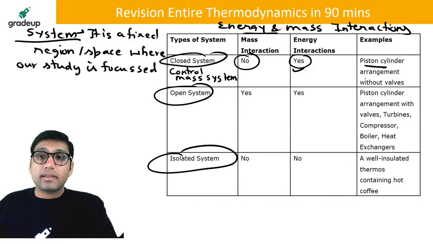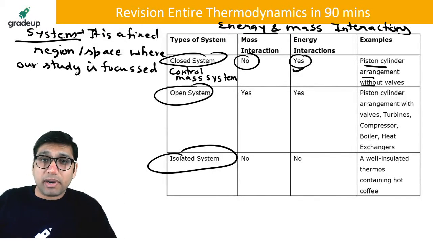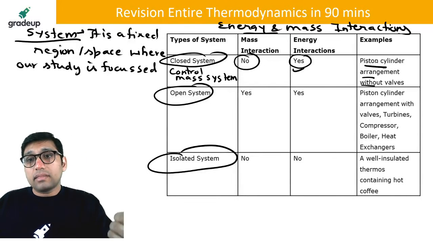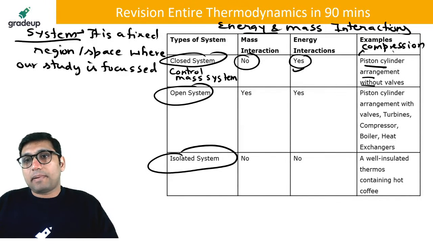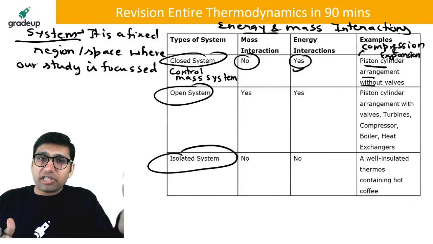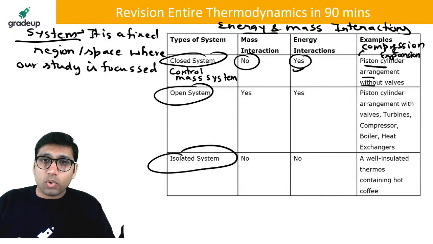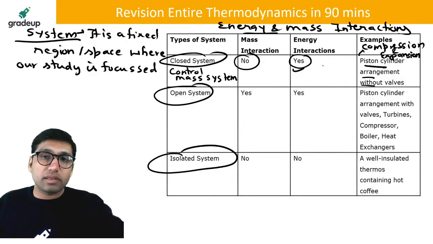There will be energy interaction possible in the form of heat, work, and other types of energy. For example, a piston cylinder without valves. In your IC engine, we use a piston cylinder arrangement, right? During the compression and expansion processes, your inlet and exhaust valves do not operate. In that situation, it becomes a closed system. In the pressure cooker also, as long as steam is not coming out, it remains a closed system.